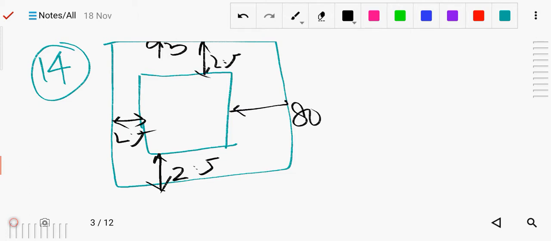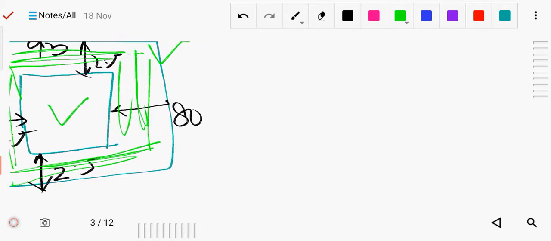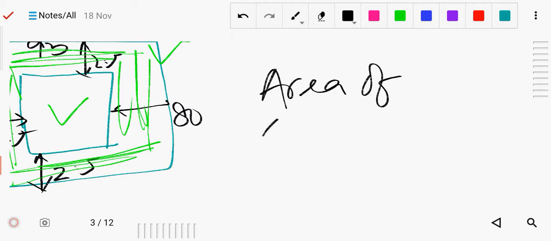So now we will find the area. You have to find the area of this path, this shaded region. What we will do is find the area of the small rectangle and the area of the big rectangle and subtract. So first of all we will find the area of the big rectangle, the outer park.